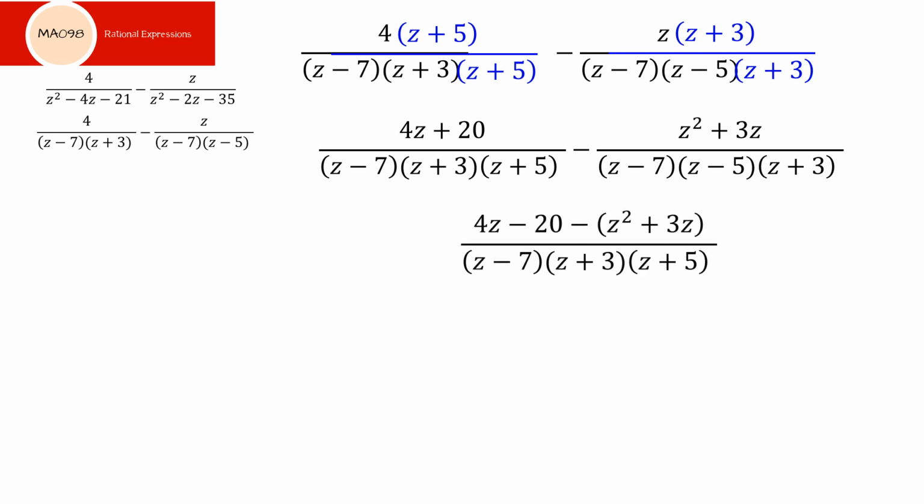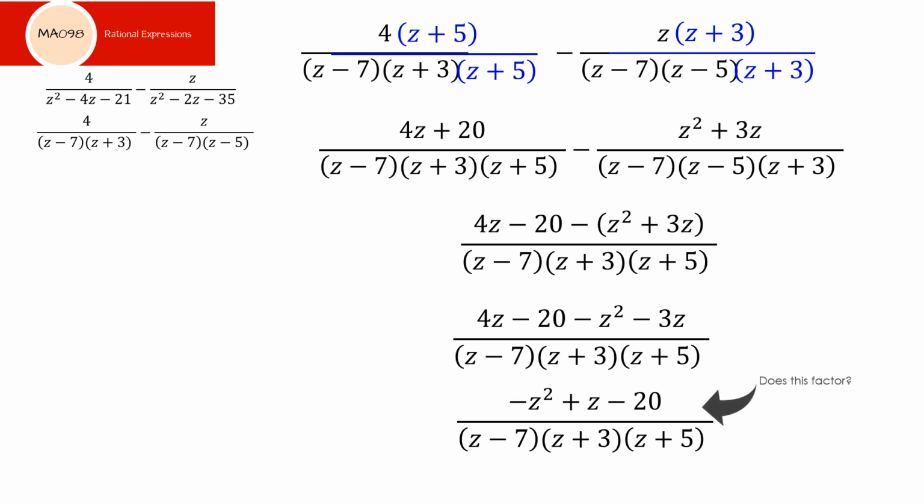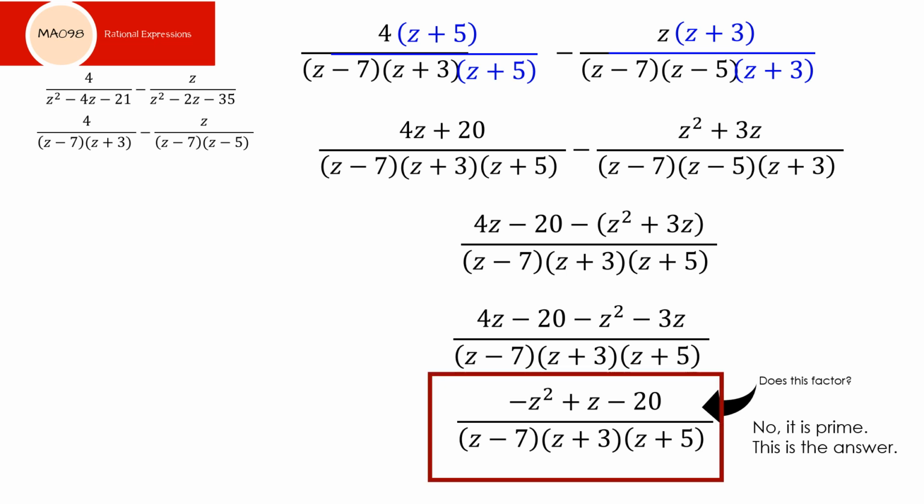When we rewrite it, we're going to write minus and a parentheses, z squared plus 3z. I'm going to distribute the negative into the parentheses, and we end up with 4z minus 20 minus z squared minus 3z. I'm going to collect like terms, and this gives us negative z squared plus z minus 20. Does that factor? Well, in this case, no, because it's prime. So this turns out to be the answer.